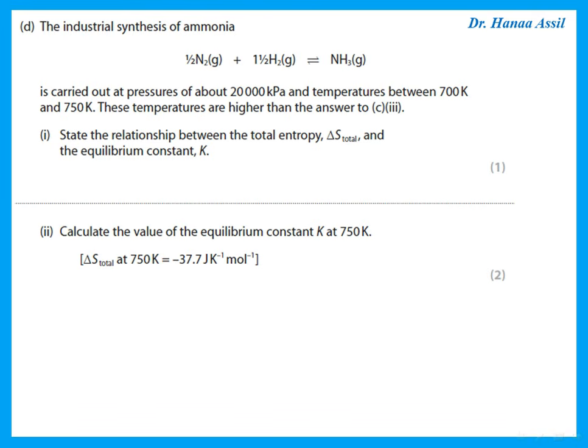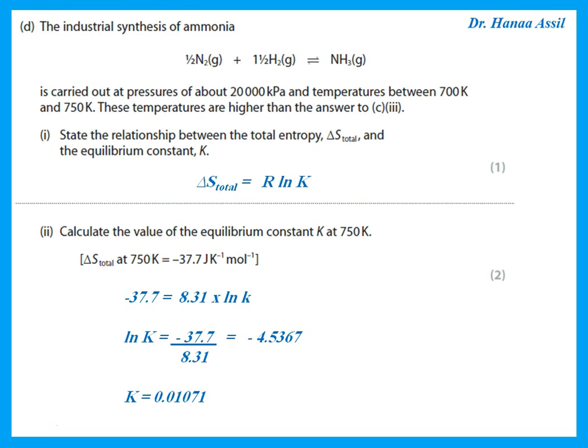Now, state the relationship between the total entropy and equilibrium constant. What is the relationship between delta S total and the equilibrium constant? You should know that delta S total is equal to R ln K. So calculate the value of the equilibrium constant, the value delta S total he gives me to be minus 37.7. R, of course, is 8.31 times ln K. So I rearrange to get ln K, and then that means I can get K, which is inverse of natural log, and K comes out to be this number.